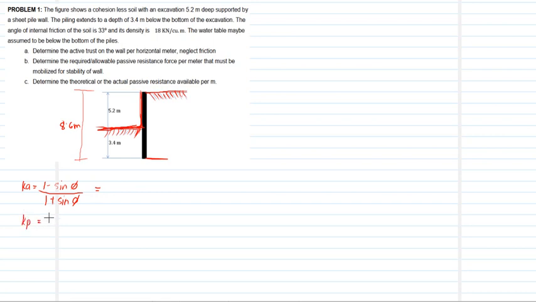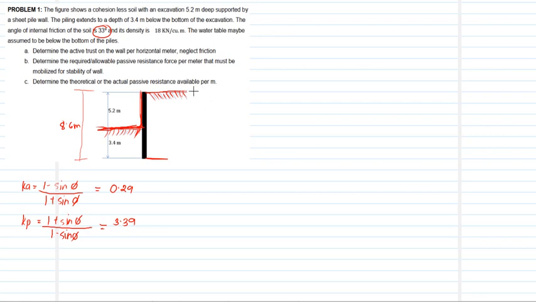And yung Kp natin, that is 1 plus sine of the angle over 1 minus sine of the angle. So, meron tayong angle which is equal to 33 degrees. So, you just have to substitute 33 degrees here. Ang magiging sagot natin dito for our active, yung coefficient of Rankine active earth pressure natin is equal to 0.29, and then yung passive naman, that is equal to 3.39. So, kailangan kasi natin ito to solve for the active thrust on the wall.